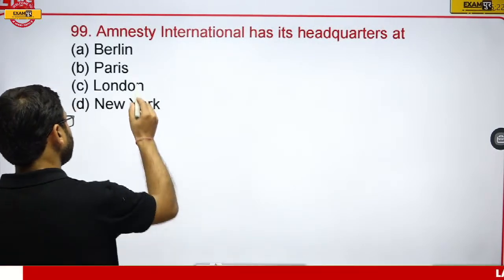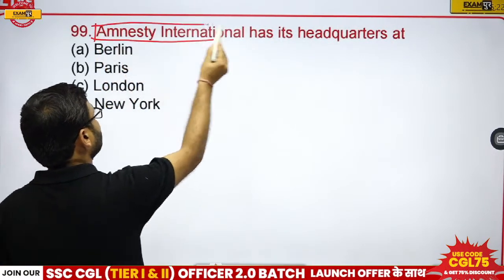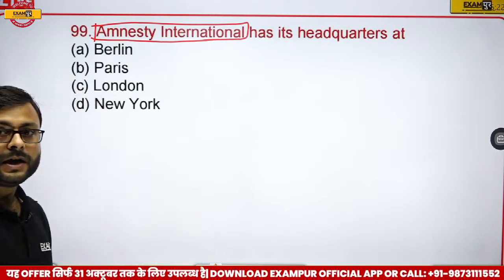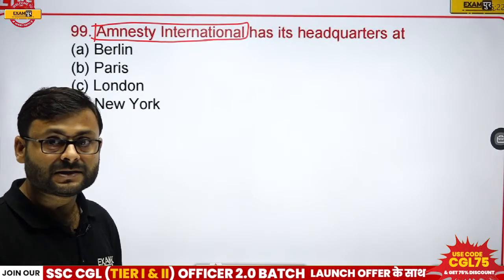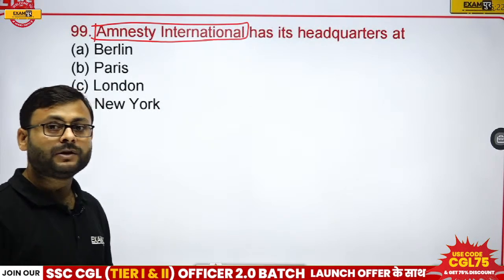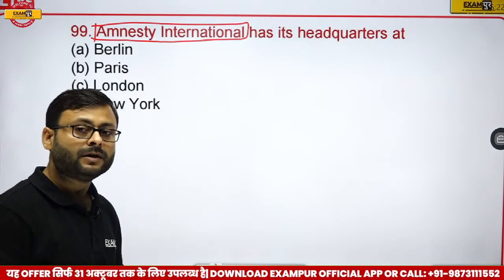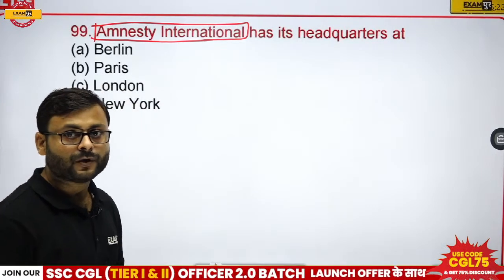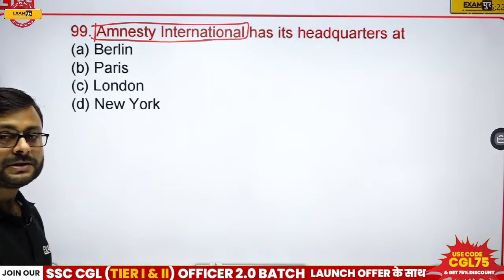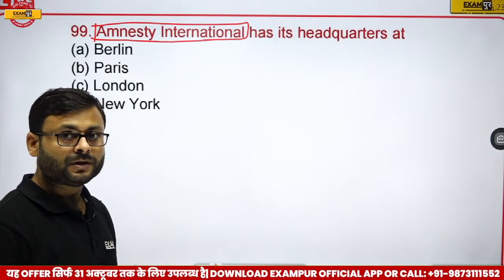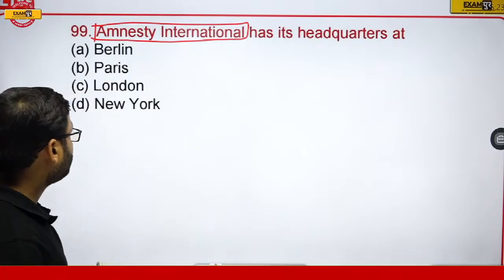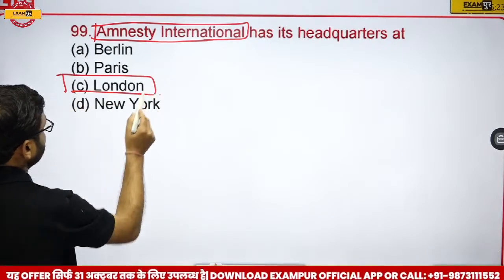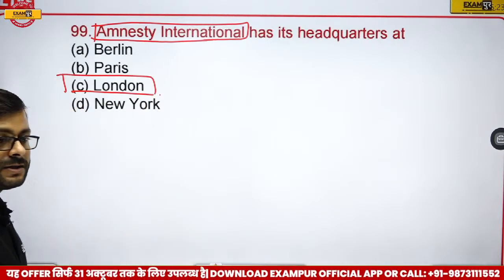So Amnesty International has been banned from India. All the operations of Amnesty International have been banned from India, and all the accounts of Amnesty International have been seized by the government of India because of irregularities and the picture they are presenting to the rest of the world about India, especially from the Jammu and Kashmir and Ladakh region. They are presenting the wrong picture of India, so the government of India banned Amnesty International and all their operations. The headquarters of Amnesty International is located at London. This is the correct answer for this question.